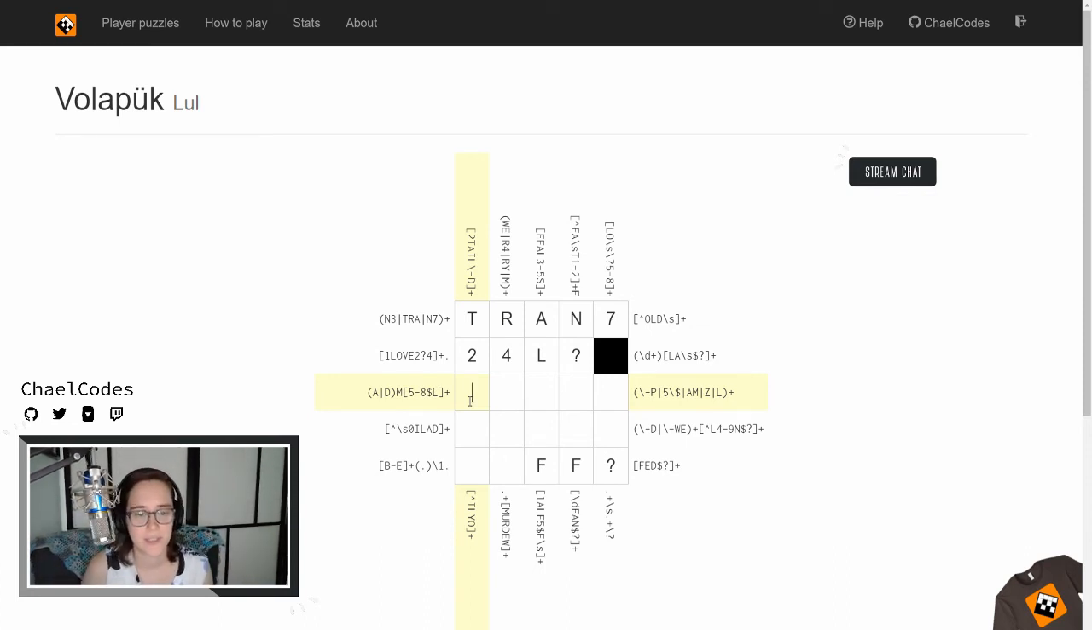Oh, I should have looked at this one earlier. It's got an M in a convenient place. All right, so my first character is going to be A or D. My second character has to be M. There's no modifiers, nothing. And then the rest of these are going to be the digits 5 through 8, a dollar sign, or an L. Let's try and figure out whether this is A or D.